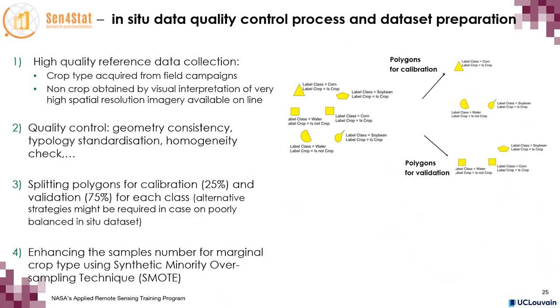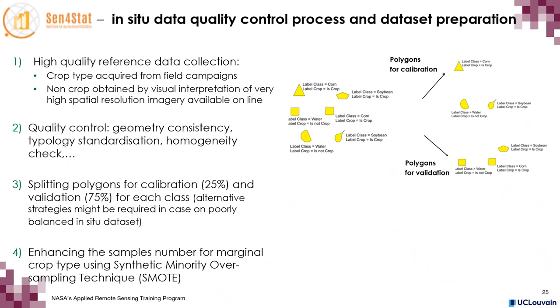Once you have the in-situ data collected on the ground, we have to proceed with the quality control process and the dataset preparation. To build a high-quality reference dataset collection, you need to have a reliable field campaign. For the non-crop area, you may rely on visual interpretation of very high spatial resolution imagery available online. Google Earth image, Bing image allow you to identify the forest, the water, the urban area. While for the crop type, you have to go to the field.